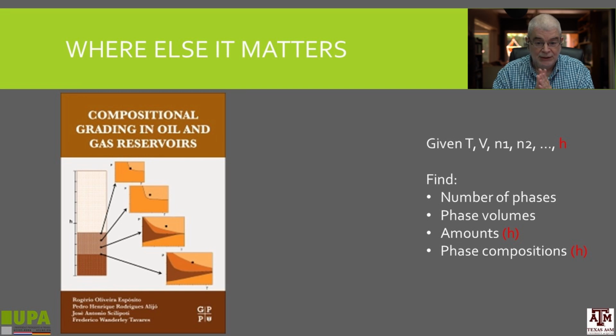Where else does it matter? For example, it matters when I'm trying to do compositional grading, depending on the approach that I take. And again, if I know the volume of my, say, reservoir, the temperature, assuming it's isothermal, the component amounts within it, and I know the height of the reservoir, I can now account for the effect of gravity and calculate again the number of phases. In principle, I know the phase volumes, the amounts, and phase compositions as functions of height, as a function of level, function of position.